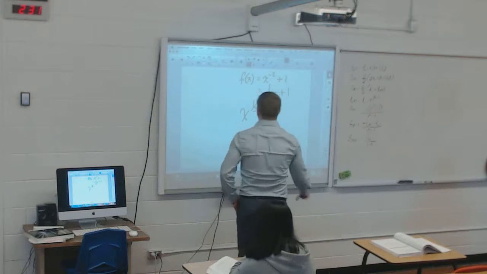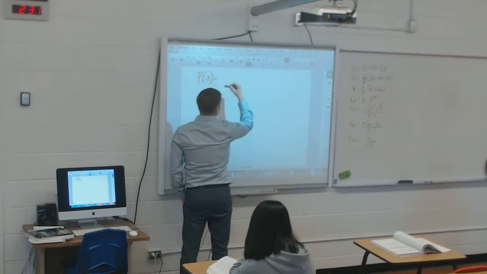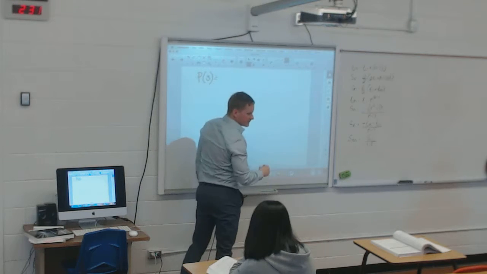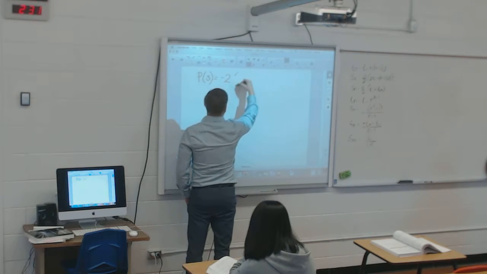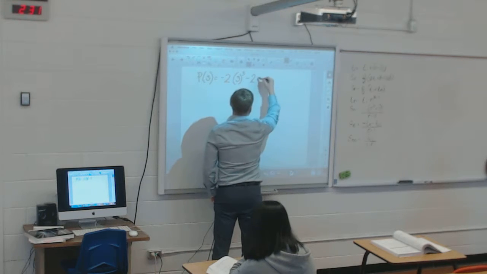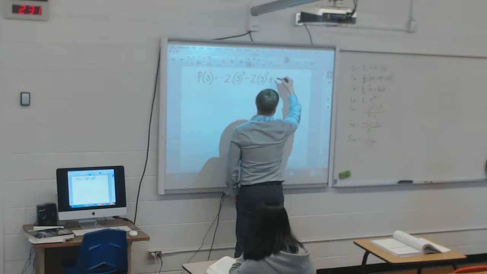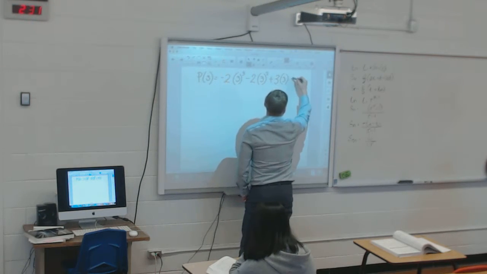Okay, so I'm going to write that out. Help me out with this. P of 3. So what is it? What's the equation? Negative 2 times 3 cubed, subtract 2 times 3 squared, plus 3 times, plus what? Plus 3 times 3, thank you, plus 800? Yeah.